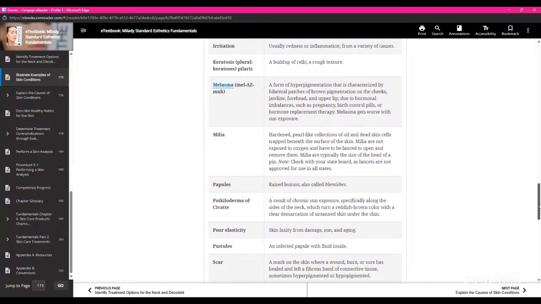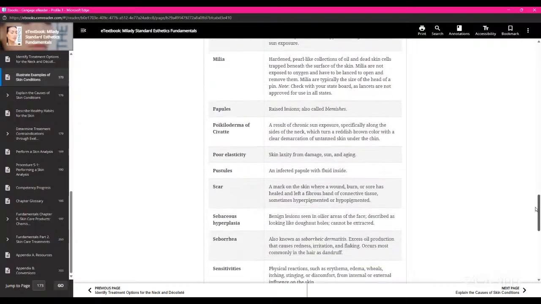Okay. Papules, blemishes, breakouts, pore elasticity is going to increase aging. Okay. And that aging, you'll see by wrinkles.